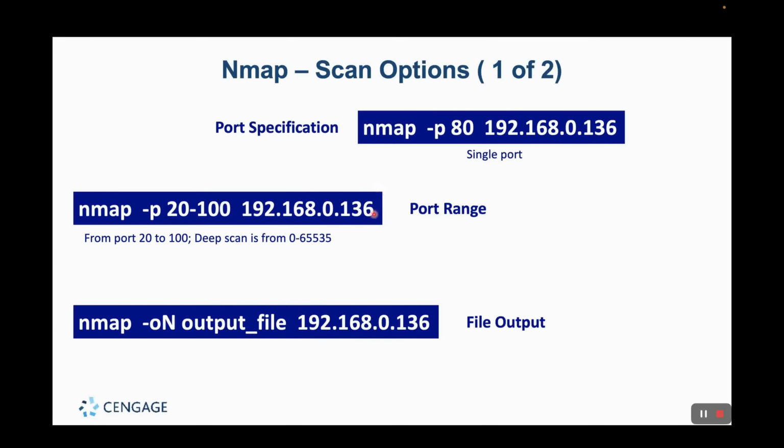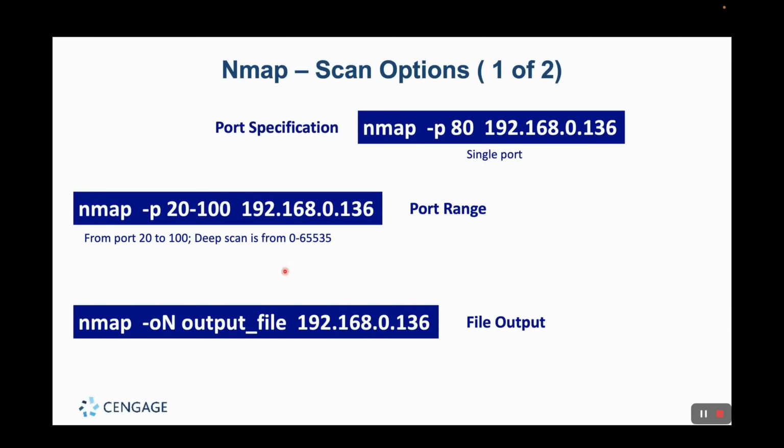Now, let's go over some other scan options. The first one is port specification, nmap -p 80. That's if you want to scan a single port. And if you want to scan, like, port 21, remove 80, type 21. Okay, any port you want to scan, you just have to type -p and the port number. Now, if you want to do port range scanning, simply type -p from which port to which port. Or if you want to do a deep scan, you could type from 0 up to 65,535, which is the total number of ports for every IP.